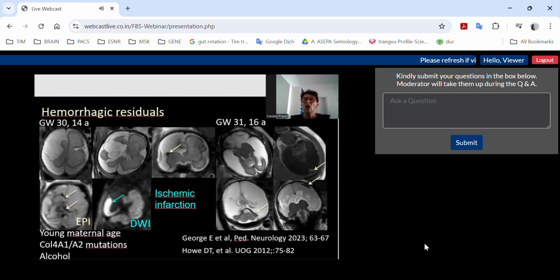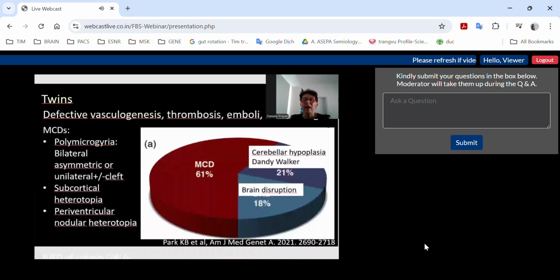The first one is week 30 of a 14-year-old mother, and you can see on the diffusion the residuals of an ischemic infarction, still bright on the diffusion-weighted images. You see hemorrhagic residuals here, indicated by the yellow arrows. The second case, week 31, a 16-year-old mother, shows bilateral infarctions. Well, you might call that hydranencephaly. And if it is survived, it might end up as either porencephalic defects or, if lined by gray matter, schizencephalic clefts.